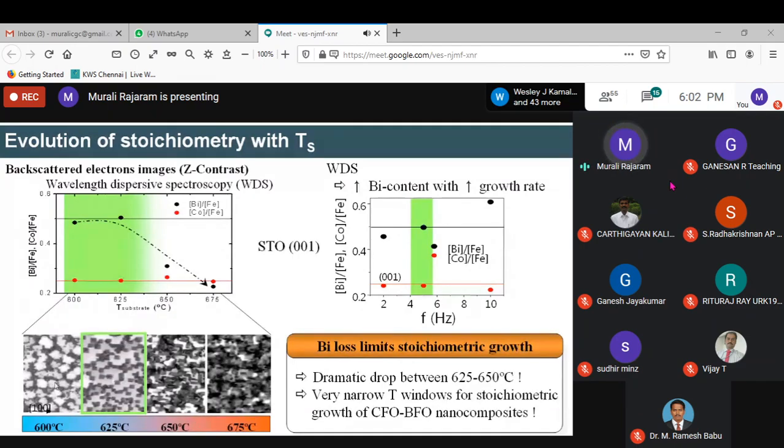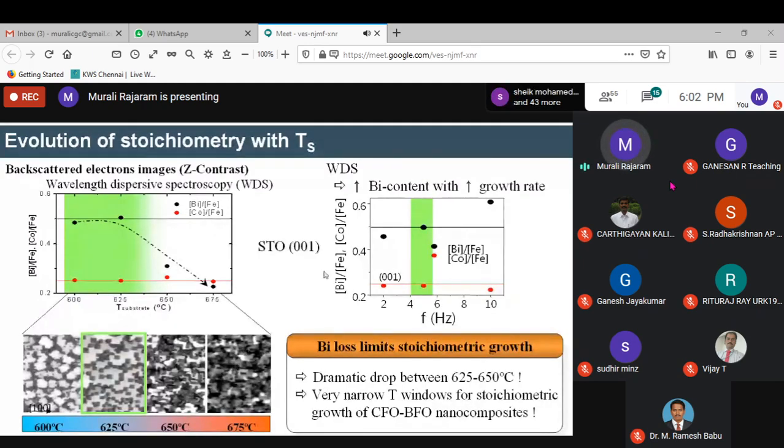The dark one here is the cobalt ferrite spinel, and the white one is the bismuth ferrite. This is the growth temperature. So if you increase the growth temperature, you can clearly see here there is no white region. That means you have lost almost all the bismuth, and only cobalt ferrite remains.